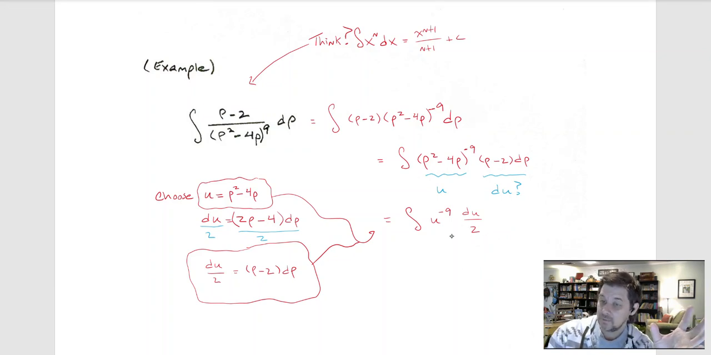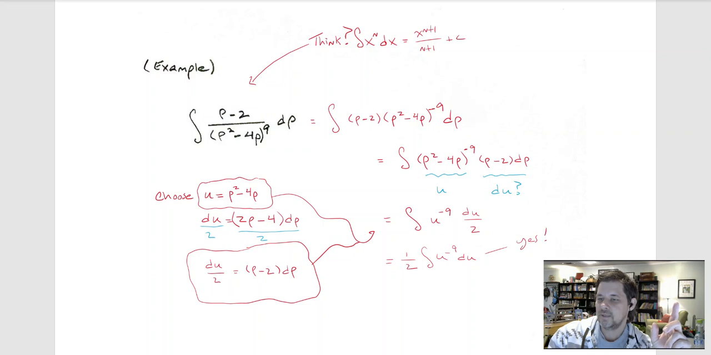What about the over 2? Well, this du over 2, these are just three numbers multiplied together. If you were to read these numbers separately, it'd be u to the minus 9 power, that over 2 would be a 1/2, and then you'd have du. So you could just factor out that number. That's a 1/2. And then we can solve this problem with what? What was the goal from the beginning? To use our basic rule.